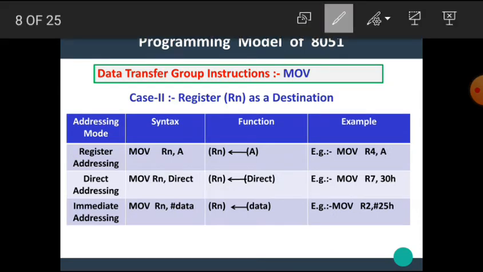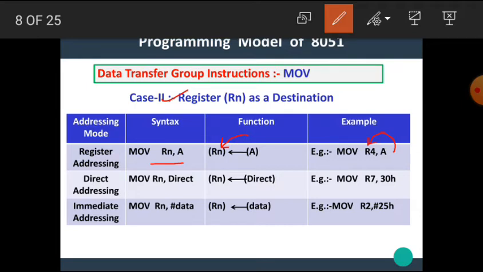The next case is register as a destination. The first instruction syntax is MOV Rn, A. That means the content of the accumulator is copied into the register Rn. For example, MOV R4, A. That means the content of the accumulator is copied into the R4 register.